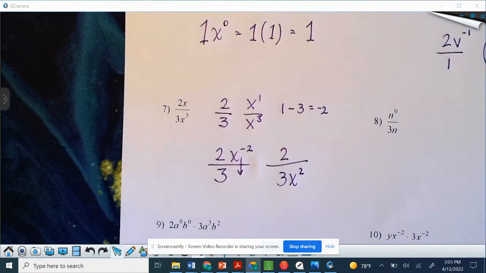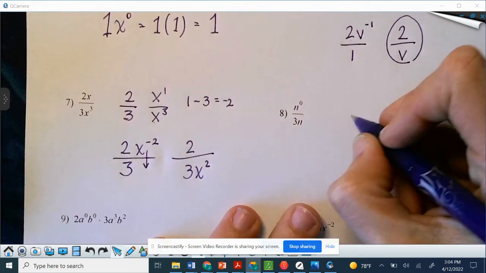So the exponent stays the exact same number. It doesn't change numbers. It just switches its power. So it was negative, now it becomes positive. Because you never want negative exponents. You don't want to leave 0 exponents either. Those are the two that you have to manipulate and get rid, or quote unquote, get rid of.